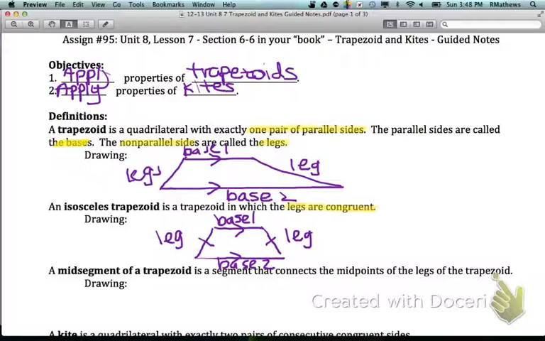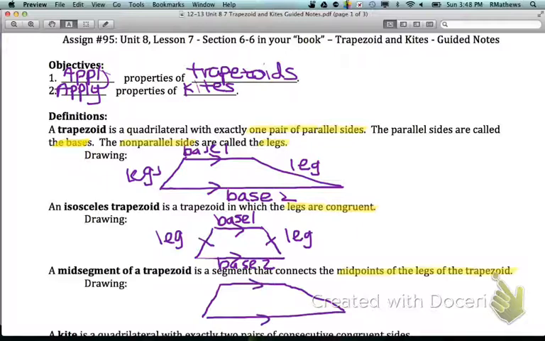Okay, and then the midsegment of a trapezoid, hopefully this is also familiar to you from doing the midsegment of triangles. Midsegment of a trapezoid is a segment that connects the midpoints of the legs of the trapezoid. And so this is what that would look like. We draw a trapezoid, and it doesn't have to be isosceles. It's really any kind of trapezoid.